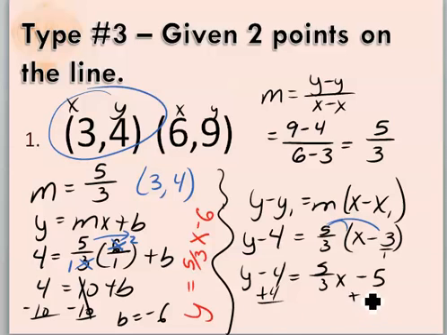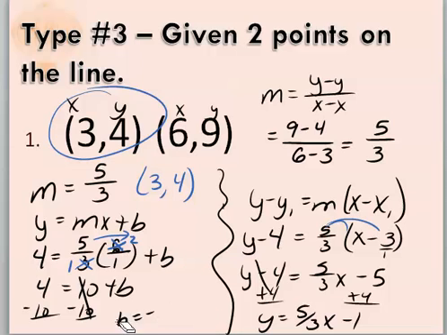This may be a candy problem. I just found an error. So I got for this one y equals 5/3 x minus 1. However, if you look back at the first problem, that's not what I got. There is an error over here.